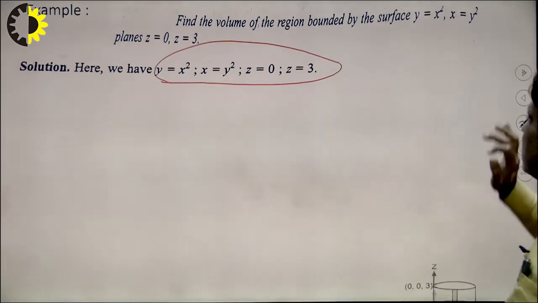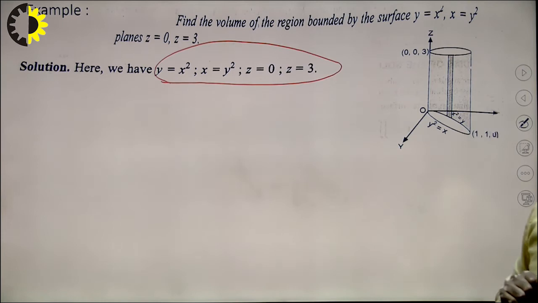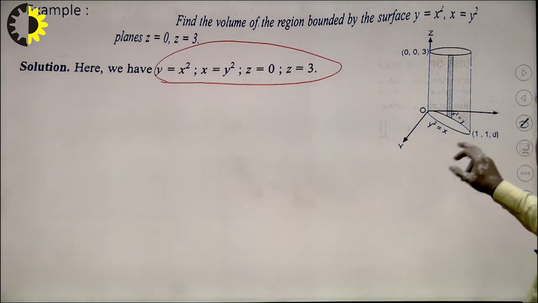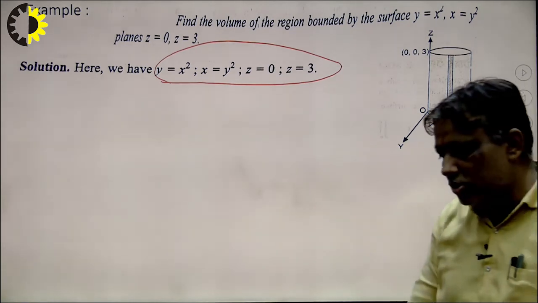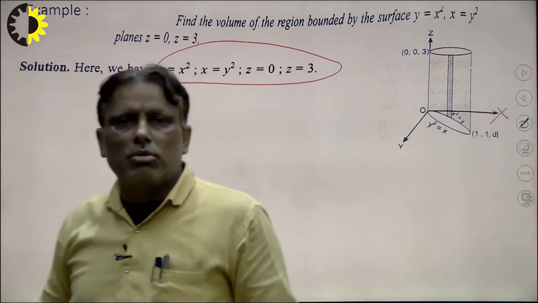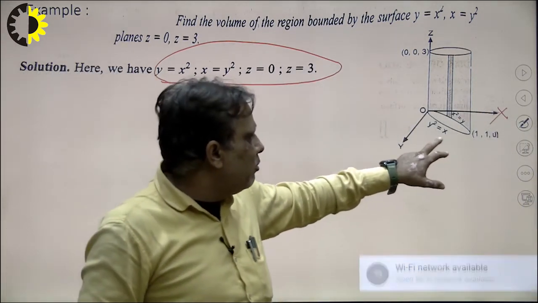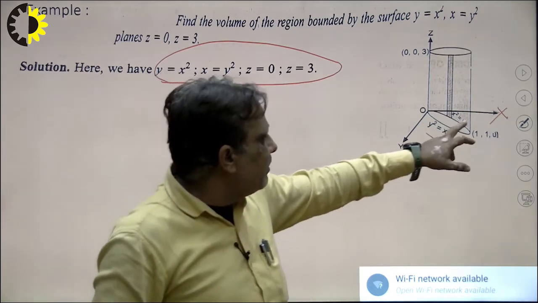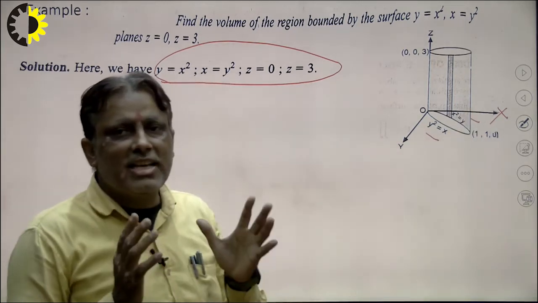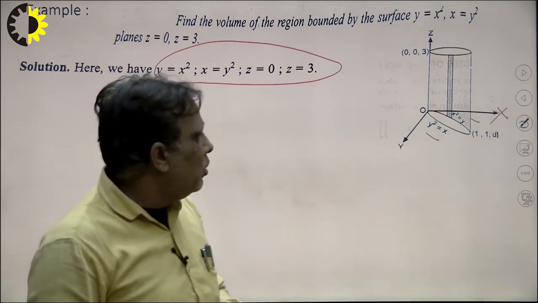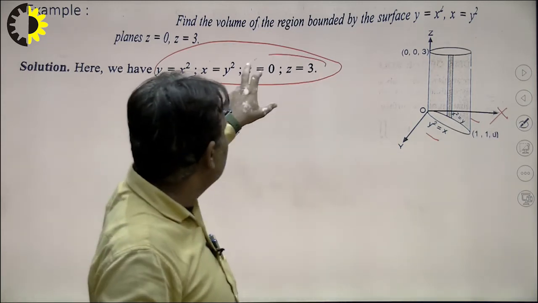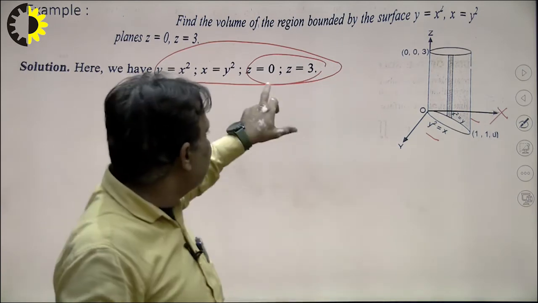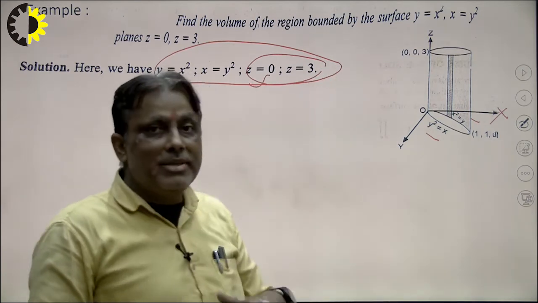How to draw the diagram? First of all, we see here this is the x-axis, this is the y-axis and this is the z-axis. First of all we see how to draw the diagram of this. So this is the parabola y square is equal to x, and this is the parabola x square is equal to y, and it lies in the xy plane. Now draw the diagram up to the height 3. This is from height 0, z is equal to 0 means the xy plane, and z is equal to 3 means height.